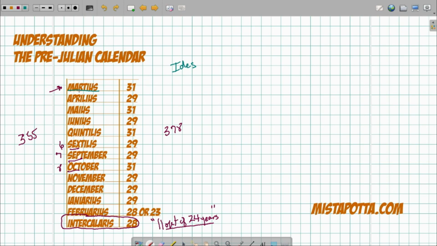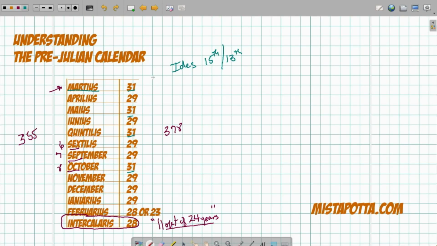And in Martius, the month of Martius, it was on the 15th. As a matter of fact, all of these days that had 31, the Ides was going to be on the 15th of that day. That was the first day of the year, or the first day of that month. The rest of them were going to start on the 13th, the ones that ended in 29 or 28.